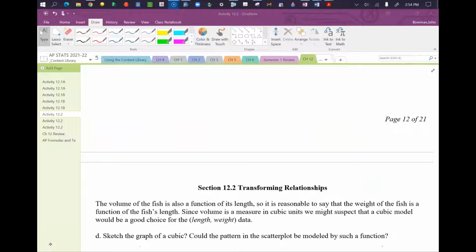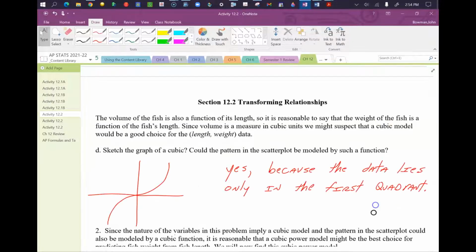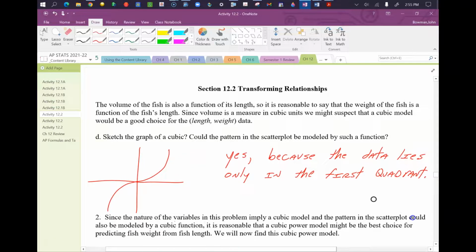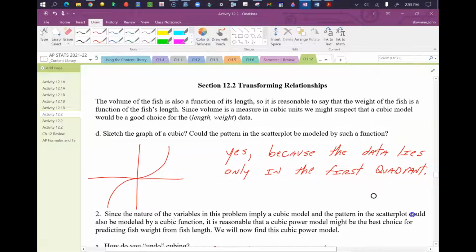So if you think about graphing an untransformed cubic function, it lies in the first and the third quadrant. We would clearly only be interested in it in the first quadrant, and question D asks you to sketch a graph of a cubic. Could the pattern in the scatter plot be modeled by such a function? It could, actually, if we only use the data in the first quadrant of a graph of a cubic, which is where our data lies. So if you have any idea what kind of relationship it is, you have to start thinking about how you might want to transform the data.